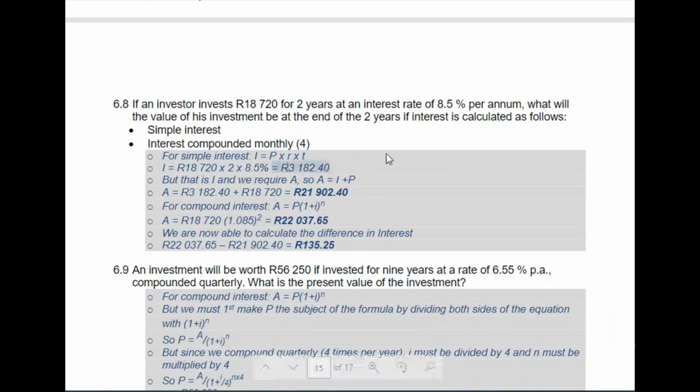But in this case, they asked you what will the value of this investment be? So you are looking for A. So you can't use the I that you've just calculated. You must add that I to the principal to get to the future value. In the case of the compound interest, you simply replace the values and you get an answer. And then once again, you must calculate the difference between the two, and when you do that, that is the answer that you are given.